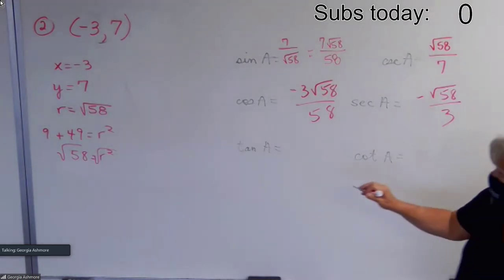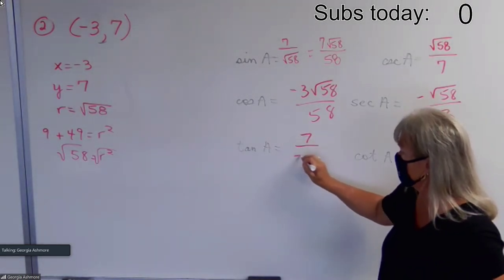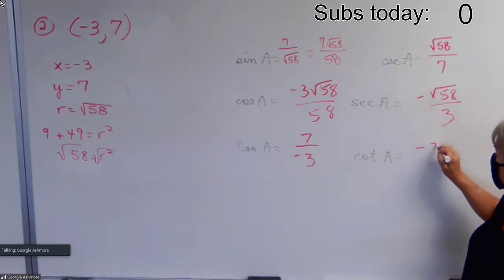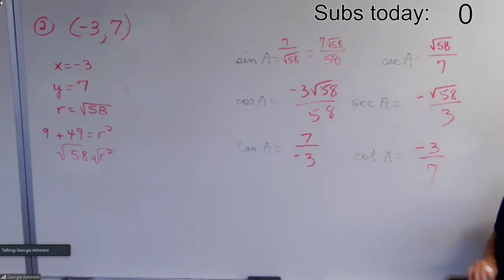Tan is Y over X, and cotan is X over Y. Any questions there? The only difference was I didn't draw the picture. But you pick the way you like to do it. And that's fine. Okay, looking at the next two.